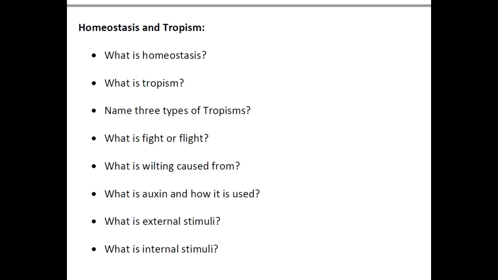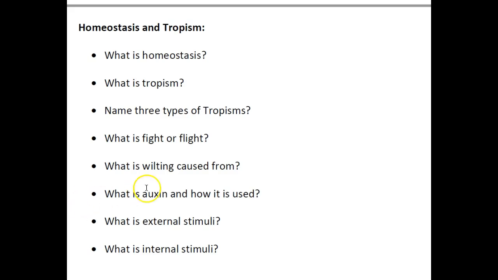What is fight or flight? This is just an organism's response to a situation where maybe it's in danger. What is wilting caused from? We've already talked about that. That's caused from a loss of turgor pressure in the vacuole. What is auxin and how is it used? Auxin is a plant hormone, and it's used to help plants grow better.